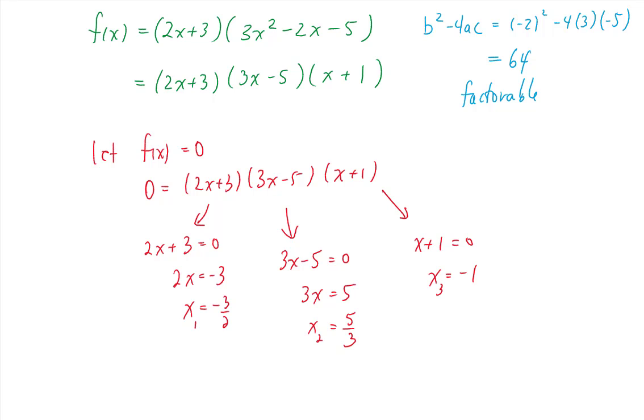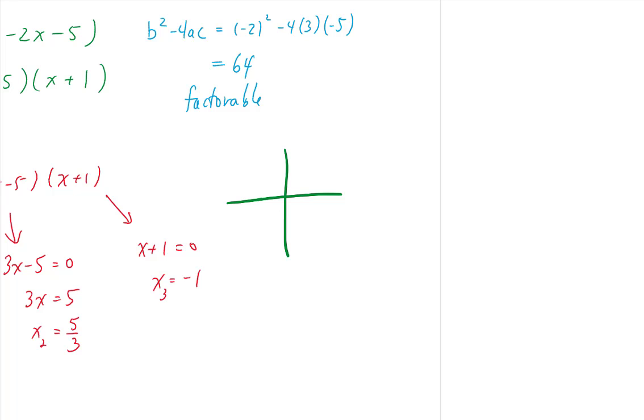Now note that each factor is of order 1, so it's going to look like a line passing through each of these zeros. The second thing is, recall that our leading term is 6x cubed. So recall that the cube tells us that our end behaviors are opposite, and the positive leading coefficient tells us we go from negative infinity to infinity.